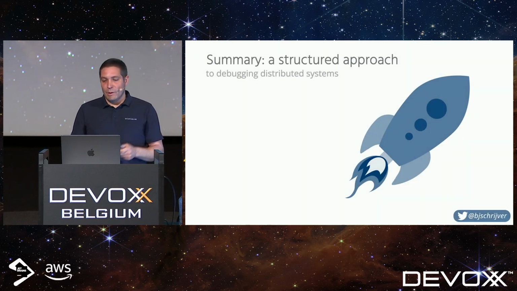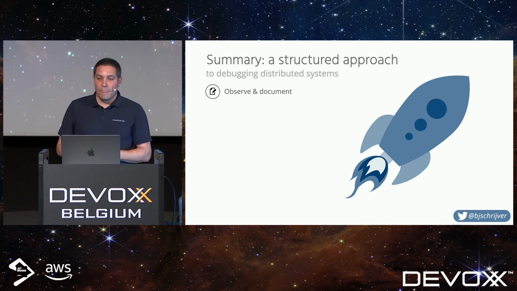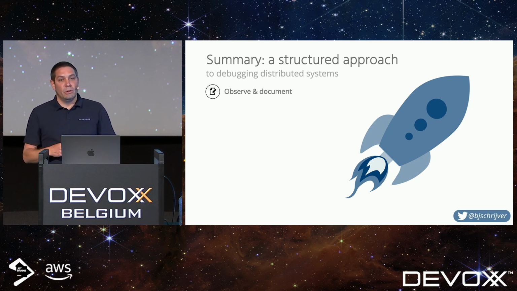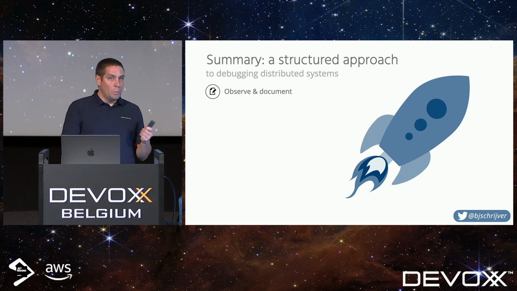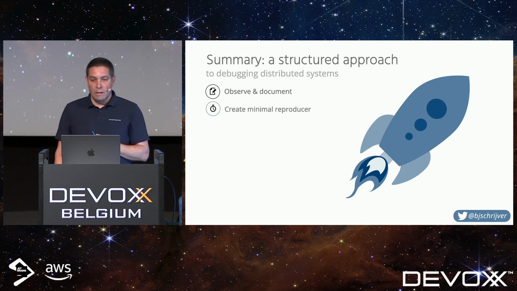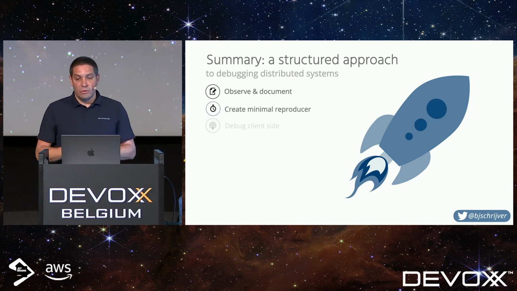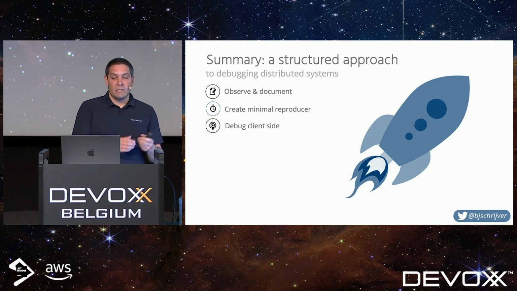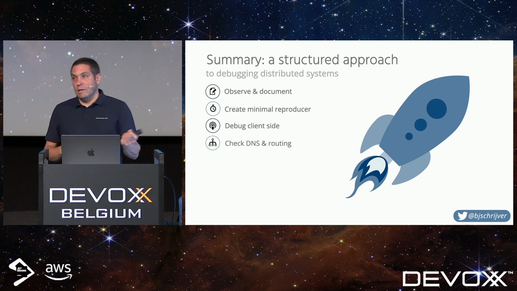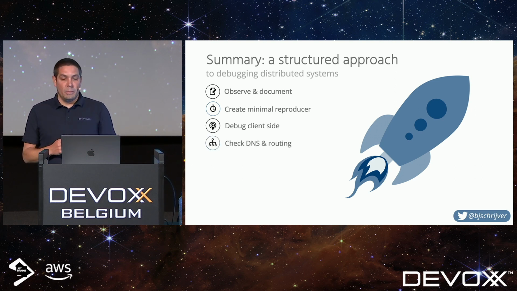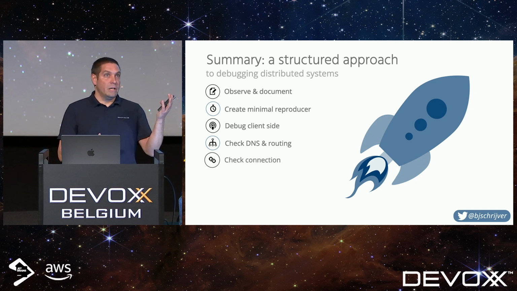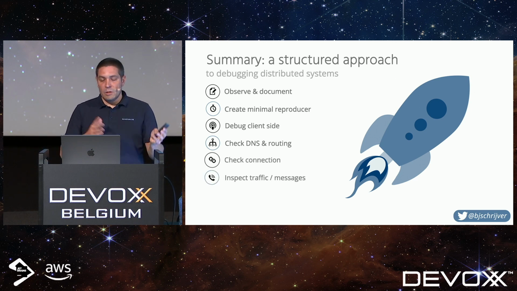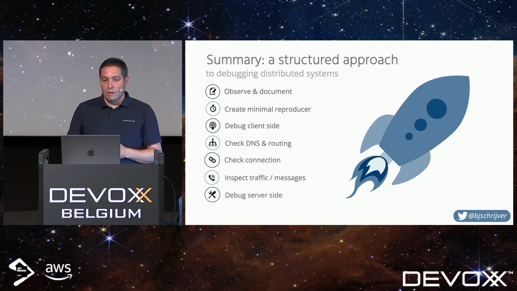So, 1 minute left, and we're going to make it. To summarize, a structured approach to debugging distributed systems: observe and document, and write it down. Create a minimal reproducer. Start debugging on the client side. Check whether DNS works, check that you're routing, check you can actually make a connection to the host. Inspect traffic and messages going in between. Debug server side, and finally, write it all down, wrap up, and write a postmortem.